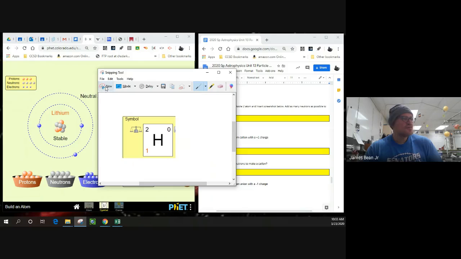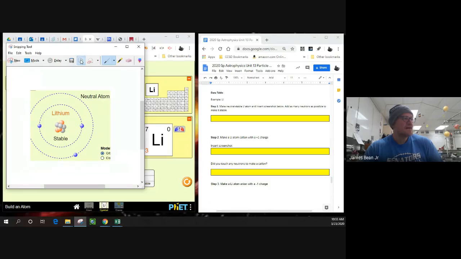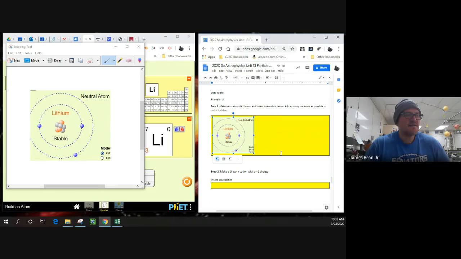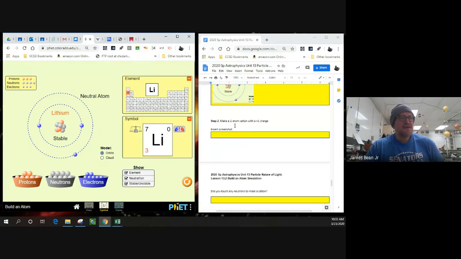Let's do a screenshot of that, and let's go ahead and put that in here. There's lithium, and we'll do copy. I'm going to put it right into here, and we'll do Control V. Let me go ahead and make it a little bit smaller. Okay, there's lithium.